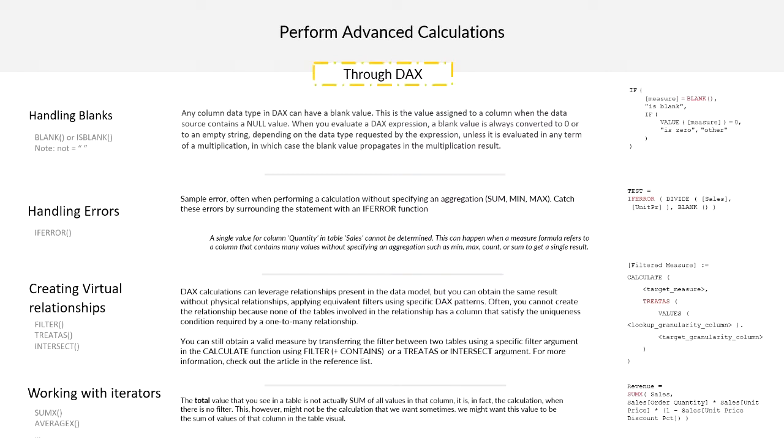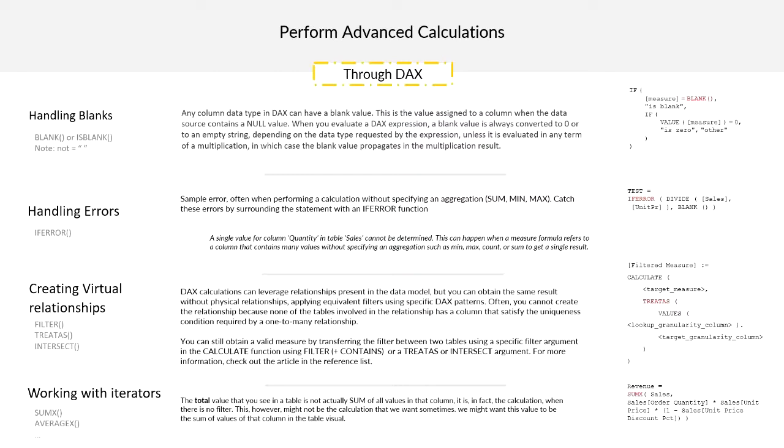We can also create virtual relationships. So DAX calculations can leverage relationships present in the data model, but you can obtain the same result without physical relationships, so not connecting any tables, but using DAX functions. Typically we do it using a filter function within a calculate, or an important function is TREATAS. So we're treating something as if it would be the same. For more information, check out the article in the references, but also definitely the documentation pages from Microsoft. So TREATAS is quite an important function.